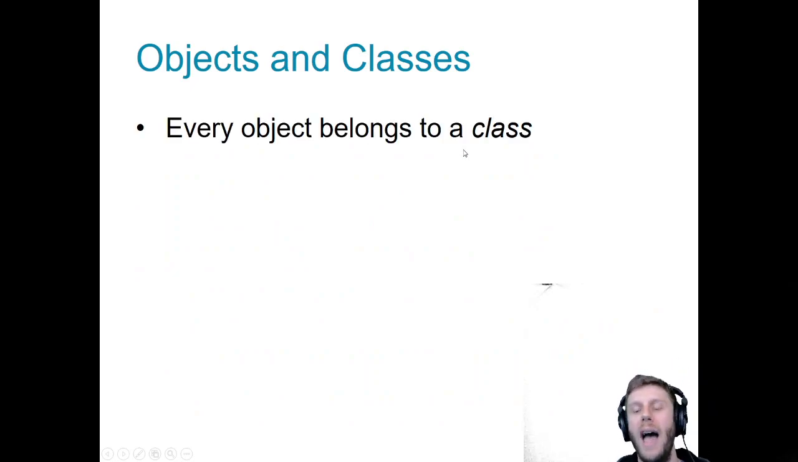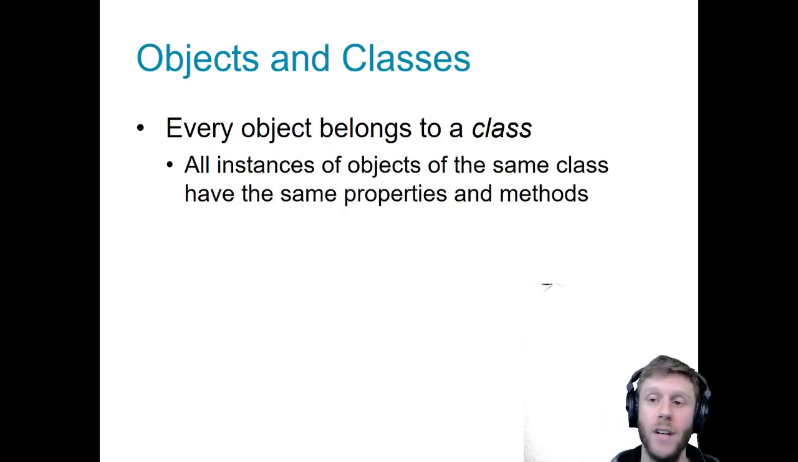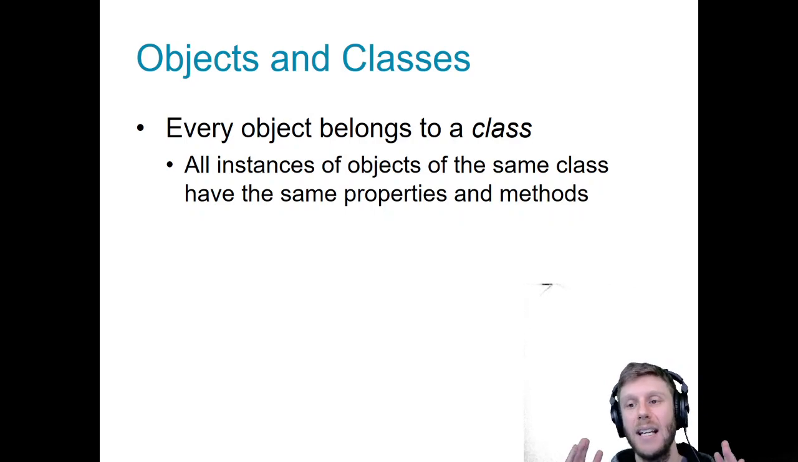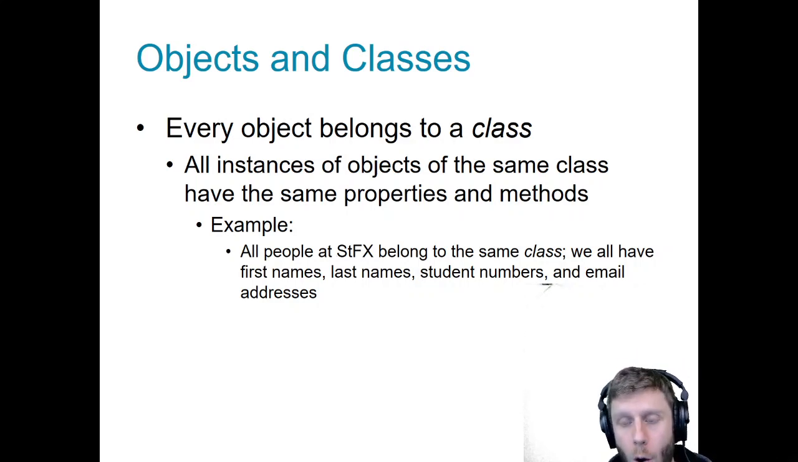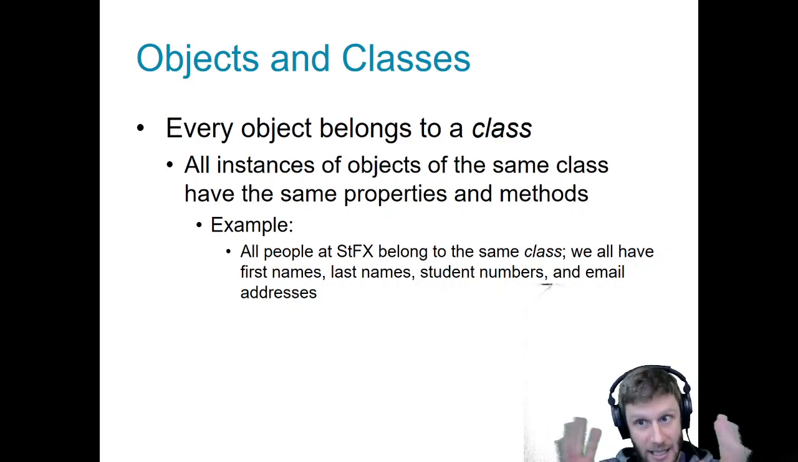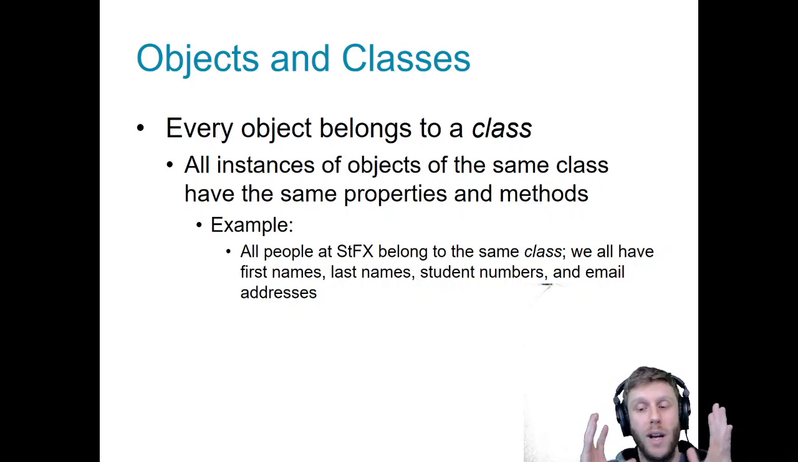Every object that we're going to create belongs to a class. All instances of an object of the same class have the exact same properties and methods. For example, all people at St. FX belong to the same class. When I say class in this context, I don't mean a course. We all have first names, last names, student numbers, and email addresses, okay? So the class is where we define everything that an instance of an object is going to have.